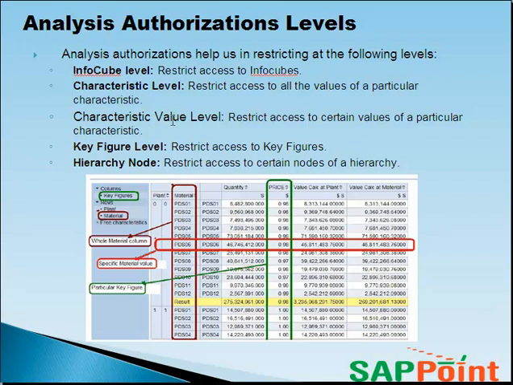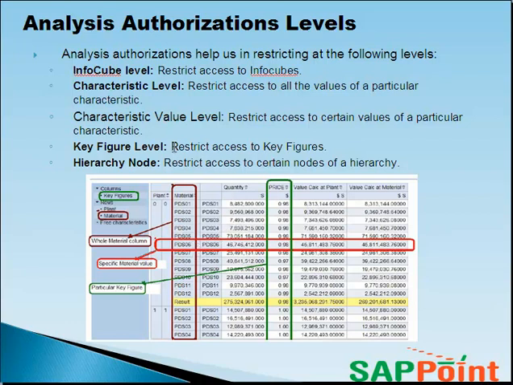Now you can also build the security on characteristic value level. So restrict access to certain values of a particular characteristic. So for example, PDS06 is a value for the material characteristic. So using analysis authorization, you can build security on this value also. So you can give access to this value itself. No, you don't give access to any other material other than PDS06.